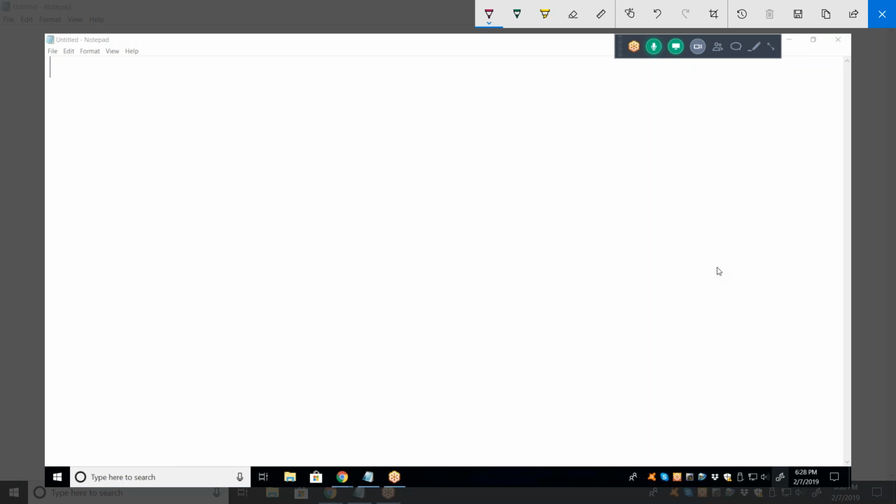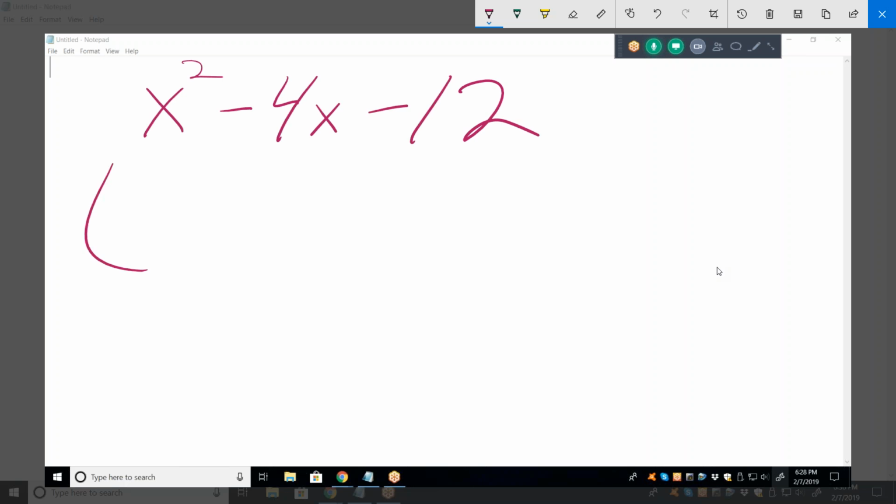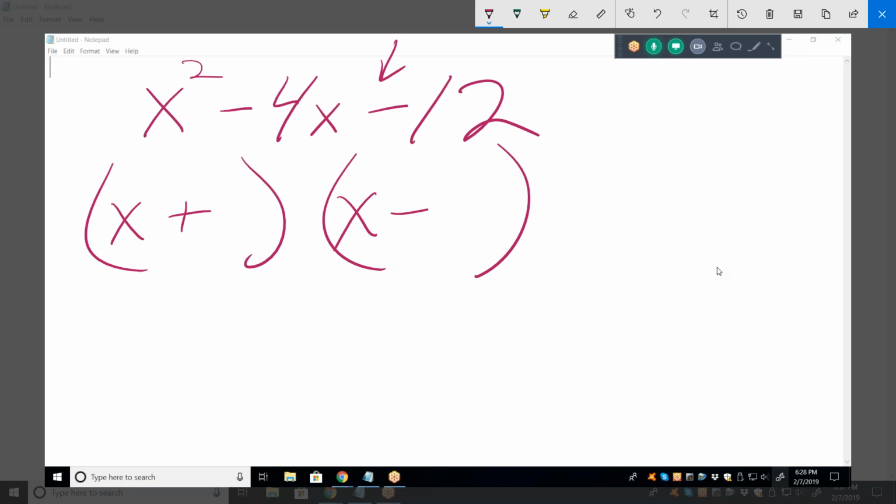X squared minus 4x minus 12. Do this one quickly, all 4 steps. This always means there's going to be a 4th step. Alright, so it would be x on both sides, and then it would be a plus and a minus, and then factors of 12 that subtract to be 4 would be 6 and 2, and the 6 would be on the negative, and then the 2 would be on the positive.